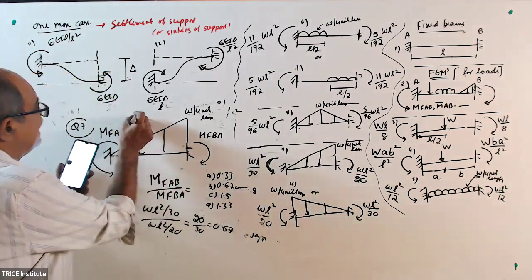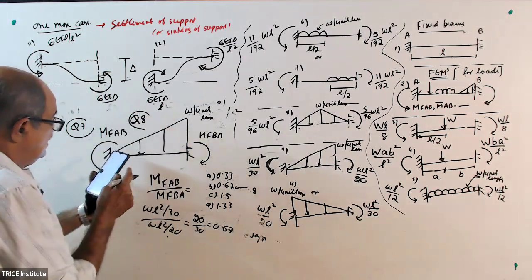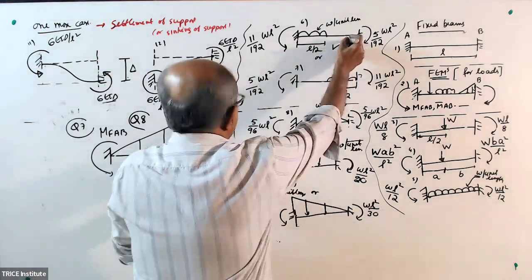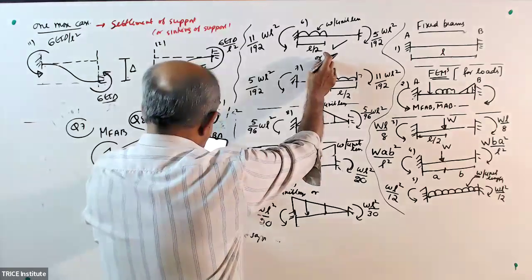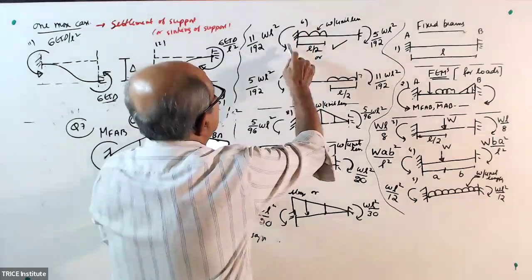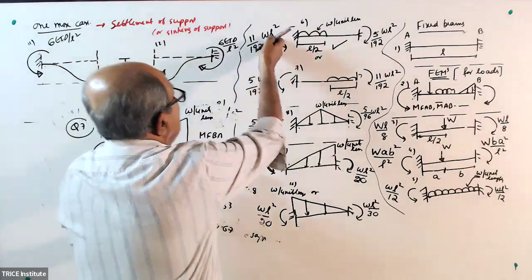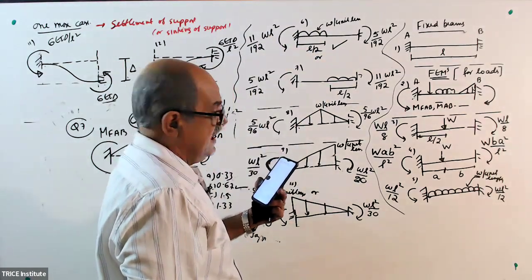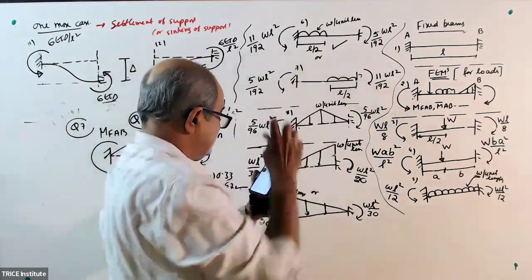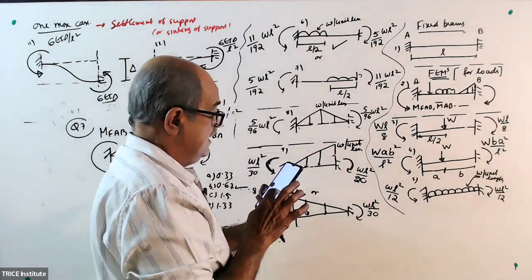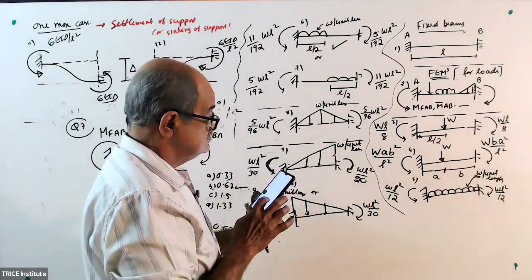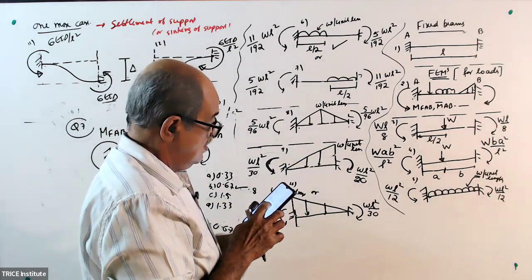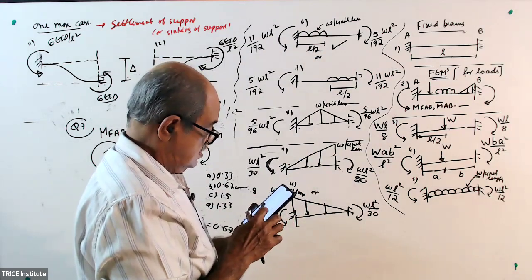Now I will tell the next question. Question 8. They told this beam, a fixed beam. They want the FEM at A. The answer is 11 by 192. They want FEM at A, 11 by 192 is the answer. That is the formula answer. Other questions now. One minute.